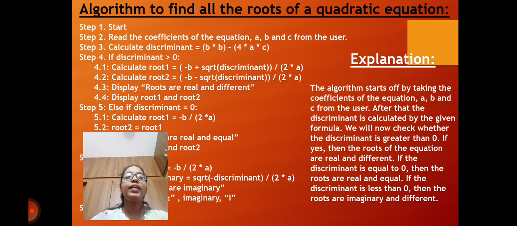The algorithm starts off by taking the coefficients of the equation a, b and c from the user. After that, the discriminant is calculated by the given formula. We will now check whether the discriminant is greater than 0. If yes, then the roots of the equation are real and different. If the discriminant is equal to 0, then the roots are real and equal. If the discriminant is less than 0, then the roots are imaginary and different.